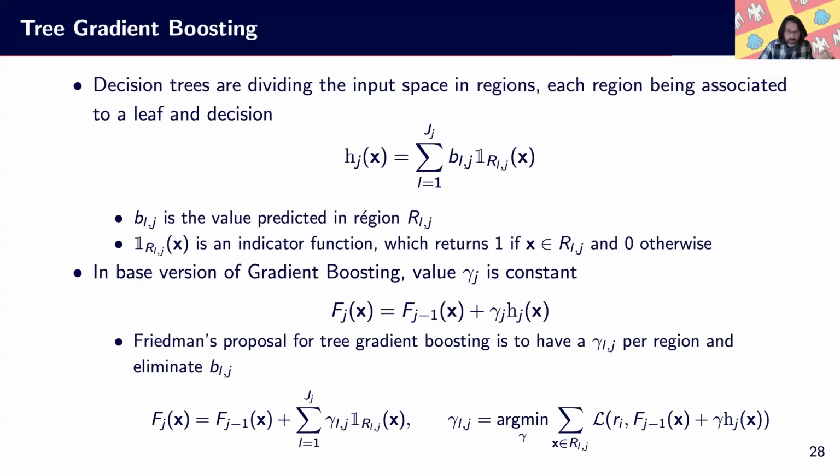In the base version of gradient boosting, the gamma j is constant, so we just don't change that necessarily. It's something that we can just keep constant. In Friedman's proposal for true gradient boosting, we have a different gamma LJ per region, so it kind of eliminates the BLJ. So that's something we can use inside our model, and we can simply say that we will do this training of a tree according to the fact that the decision H is basically to go down in the tree, and we have in the leaf the gamma LJ that is corresponding to the value that we can use. So that's a different way to express gradient boosting through the use of decision trees.